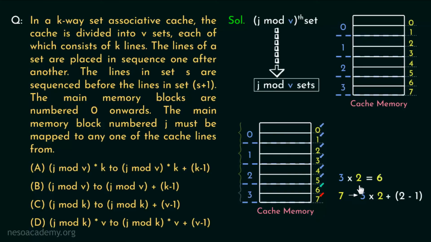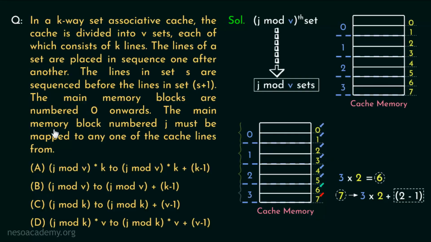And multiplying the number of lines inside each set, that is the set size, we got the first line's value inside that particular set. Thereafter, in order to find out the last line of that particular set, we need to again multiply the number of sets we need to cross with the set size and add the set size minus 1, since naturally we number the lines starting from 0.